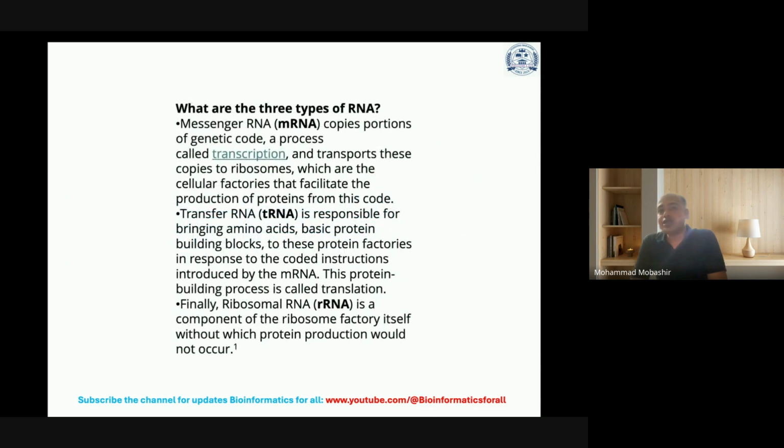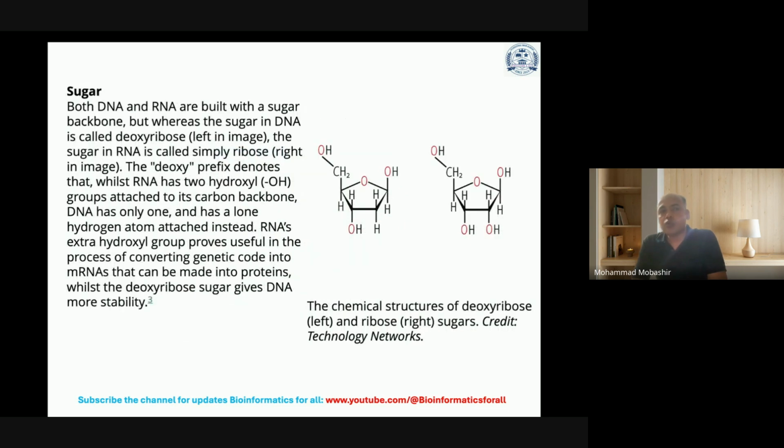Now, what are the three types of RNAs? mRNA, transfer RNA, and rRNA. So, mRNA is messenger RNA, tRNA is transfer RNA, and rRNA is a component of the ribosome factory itself, without which protein function would not occur. Now, the sugar: both DNA and RNA are built with a sugar, deoxyribose and ribose sugars.